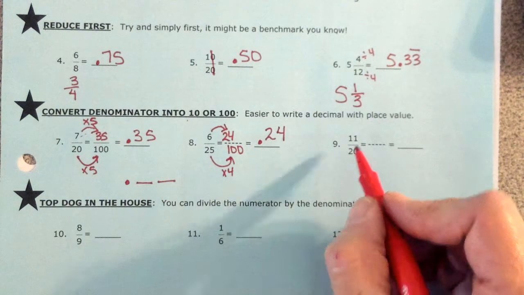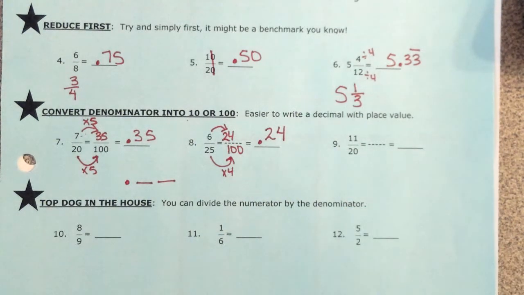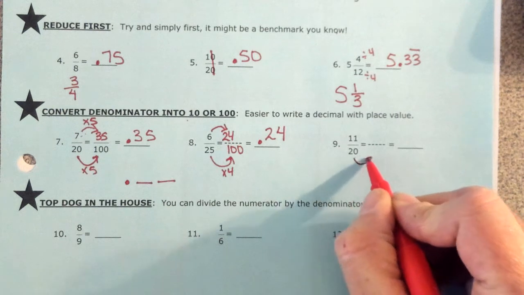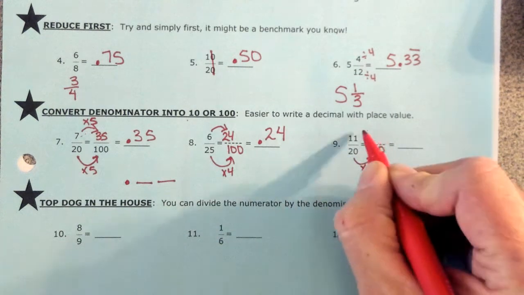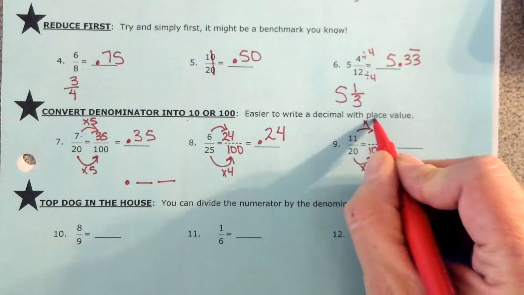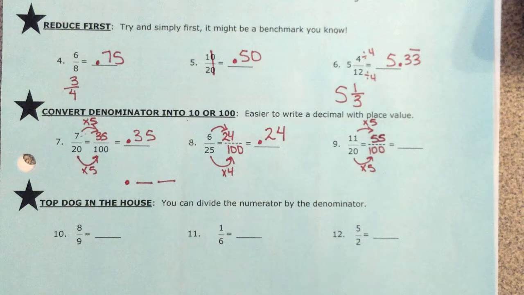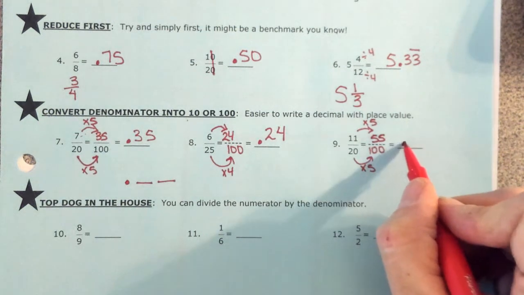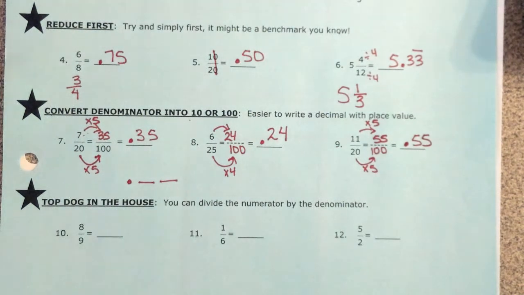All right, 11 over 20. Now I can bring that down to 10 by cutting it in half, but 11 can't cut in half very nicely. It would give us 5.5. We don't want decimals in our fraction, so let's go ahead and build it up to 100 by doing times 5. What I do to the bottom, I do to the top, times 5, and that gives us 55 hundredths, which as a decimal would be 0.55. 55 in the hundredths place.